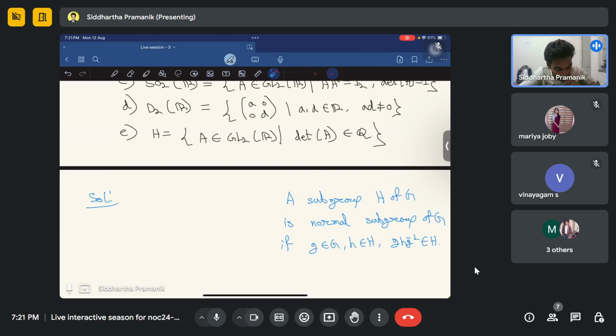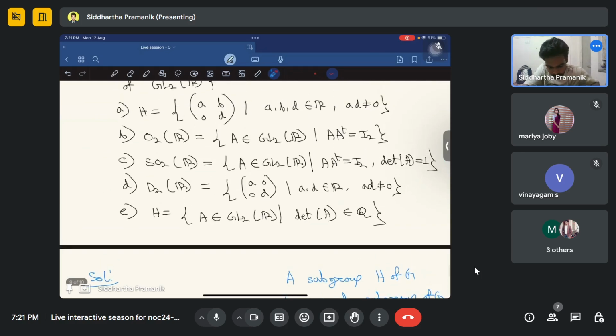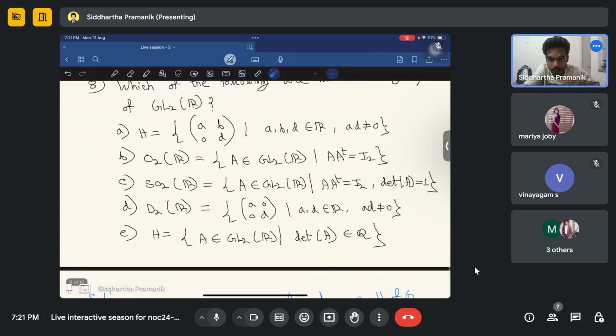So if H is not a normal subgroup, then there exists some g in G and h in H such that g h g inverse is not in H. So first you try to prove this for all g in G and h in H. If it is not happening directly, then you try to look for examples, particular examples.